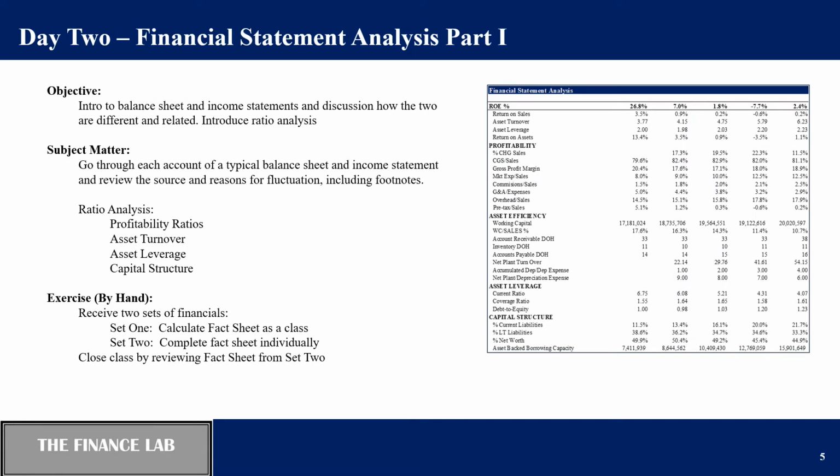On Day 2, we cover the first part of financial statement analysis. The objective is to establish a strong grounding and understanding of a balance sheet and income statement and discuss how the two are related. We then review the mechanics of ratio analysis and walk through a high-level overview of the different types of ratios or multiples, including profitability multiples, asset turnover multiples, asset leverage multiples, and capital structure.